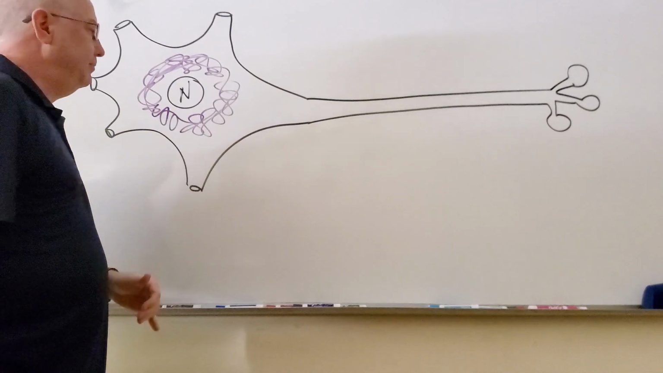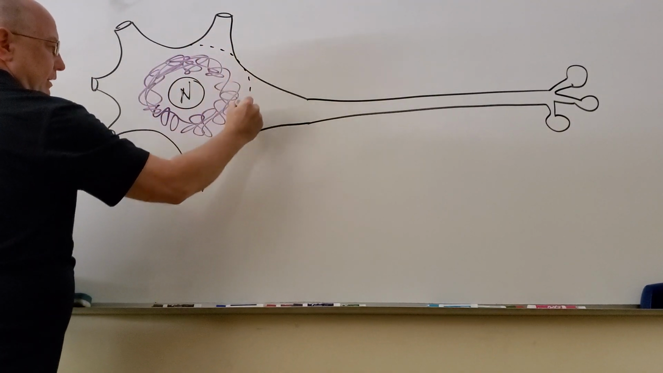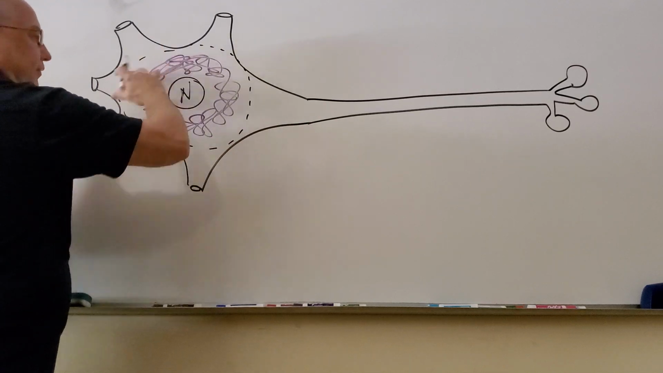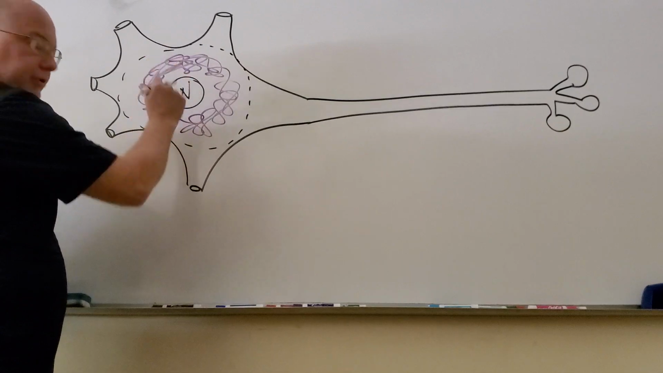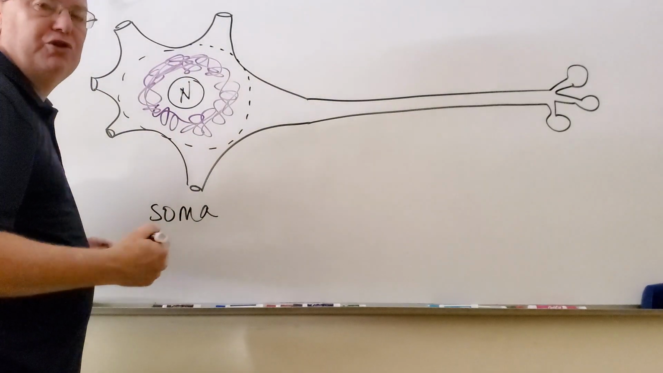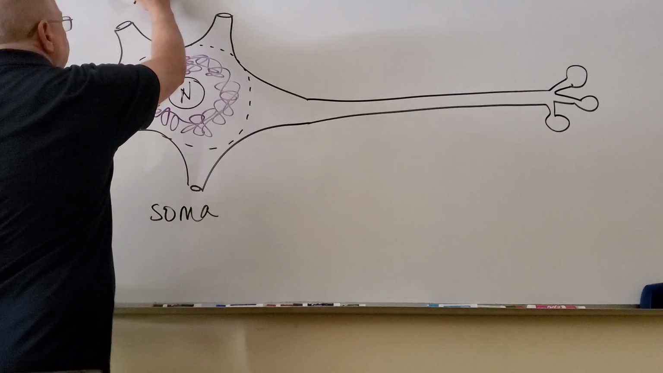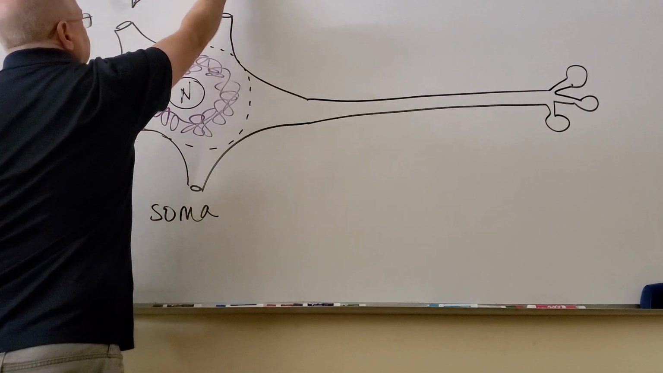Perikaryon means around it. If I made a dotted line here and cut off all of the branches, then this entire central piece would be called the soma. Soma means body, so it's also the neuron cell body. And then every one of these branches would be called dendrites.